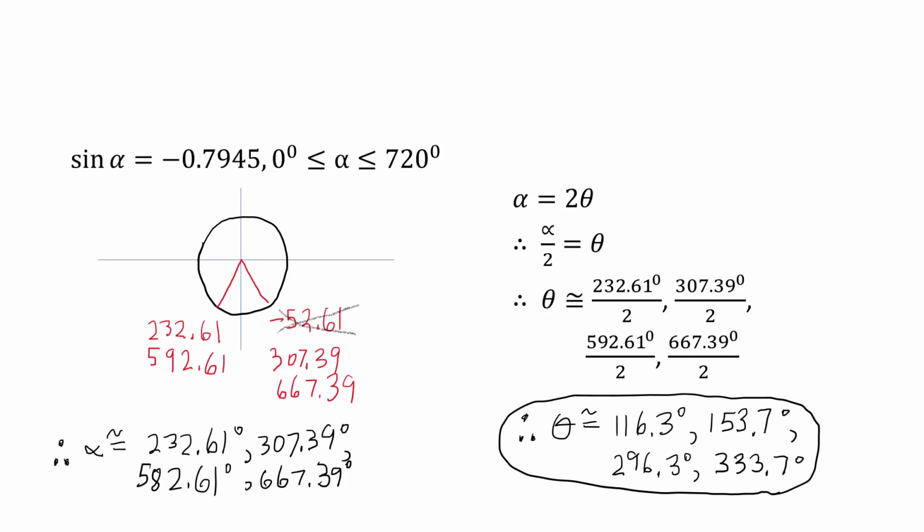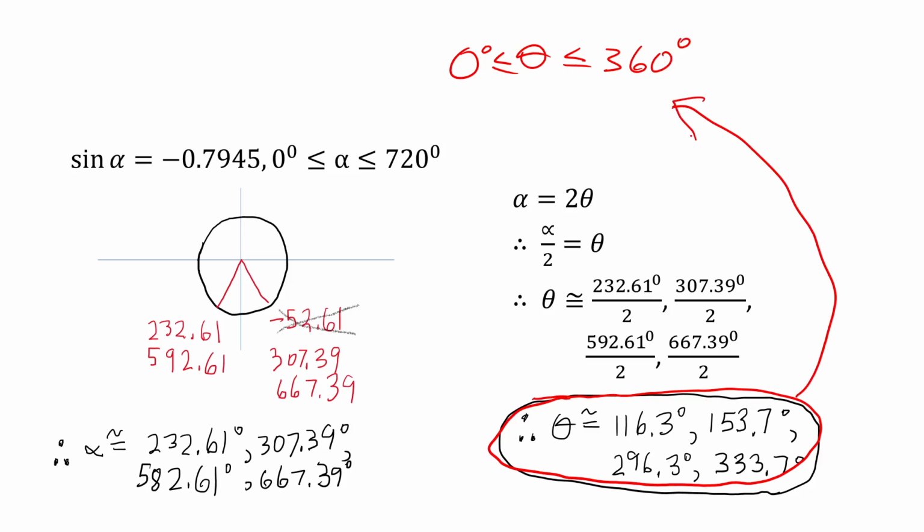Theta is roughly equal to these 4 values. So these 4 values for theta, right here, they're all in the original domain of theta. Now, in the original question, the domain of theta was 0 degrees less than or equal to theta less than or equal to 360. So all of these thetas are in that domain, and all of them solve the equation that the sine of 2 times that theta is negative 0.7945, roughly, because we were approximating.